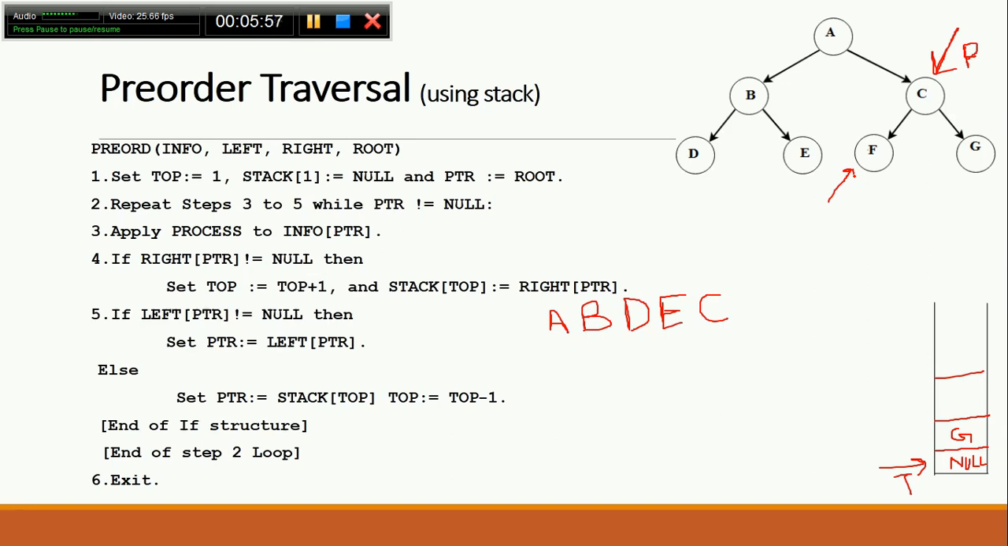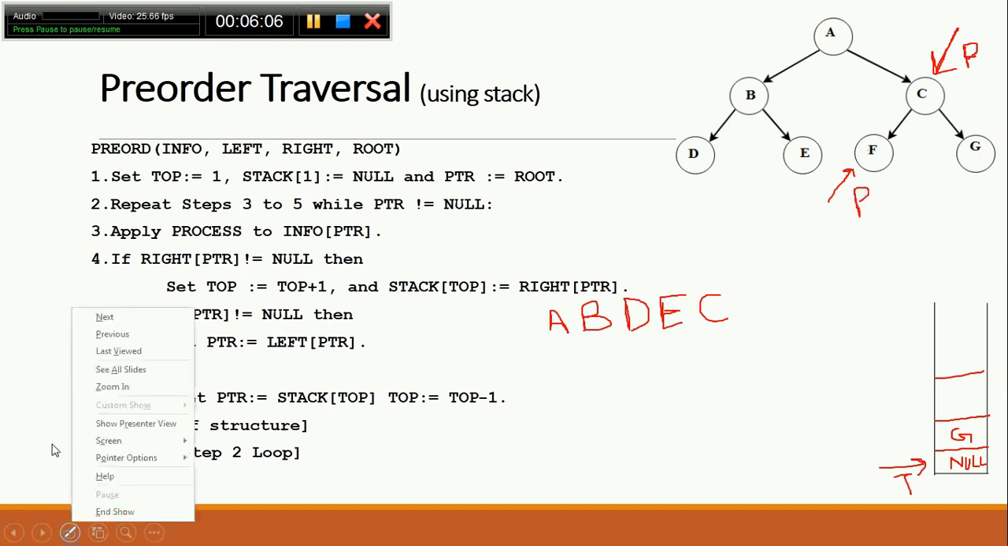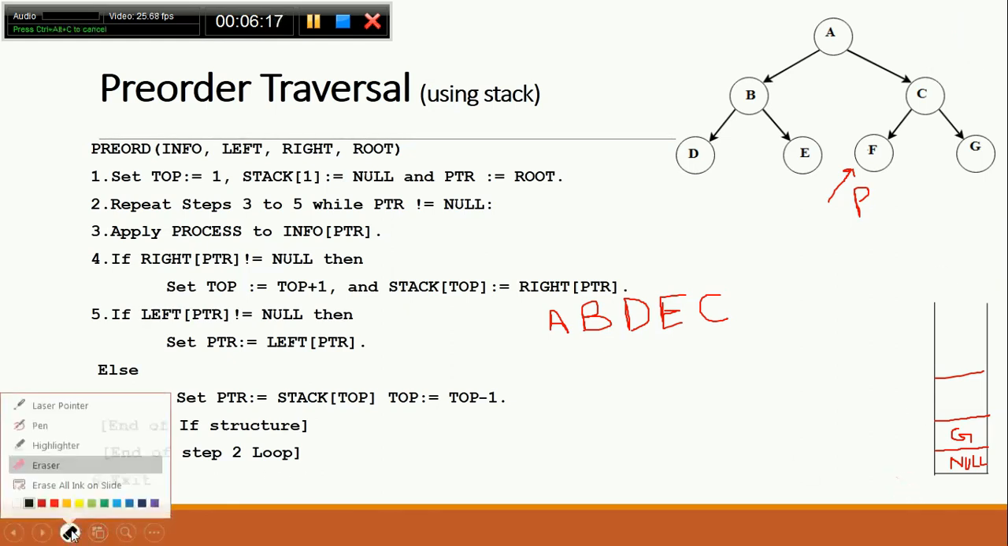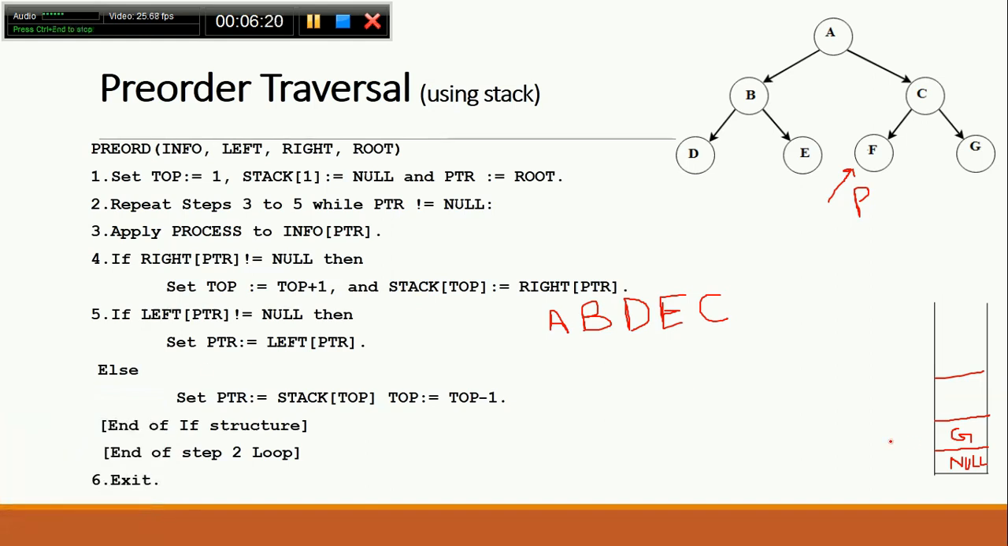If the left PTR is not equal to null, this means in my case the left child exists, so it will jump from here to here. Okay, it is now pointing here. Now after this we'll again try, because my PTR is not null still, so step number 2, 3 says apply the process on the info part, so I will apply the process, I print the data, it is F.